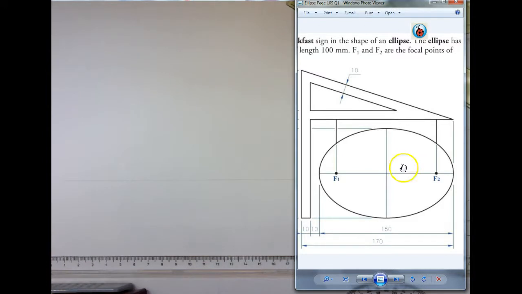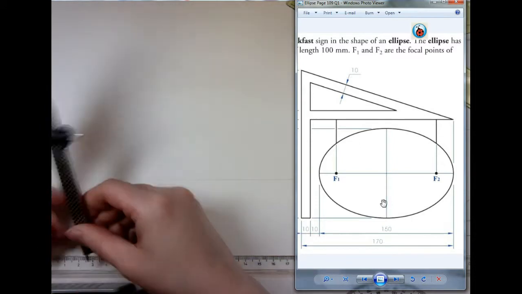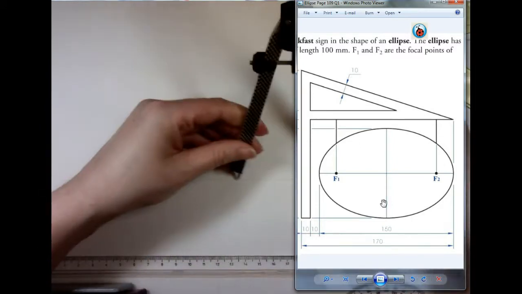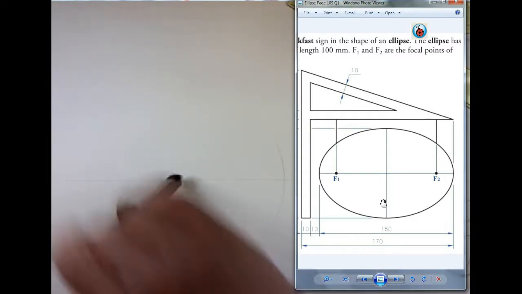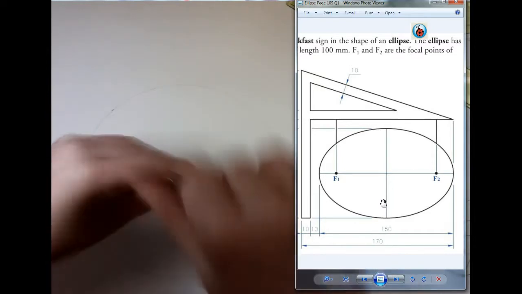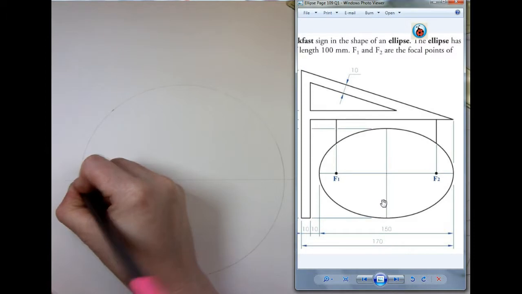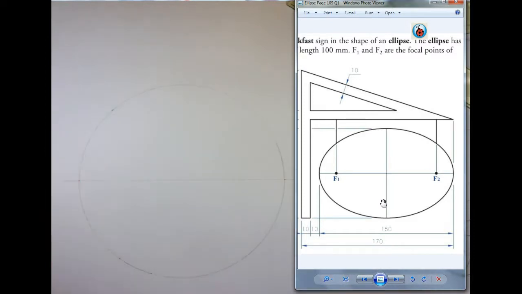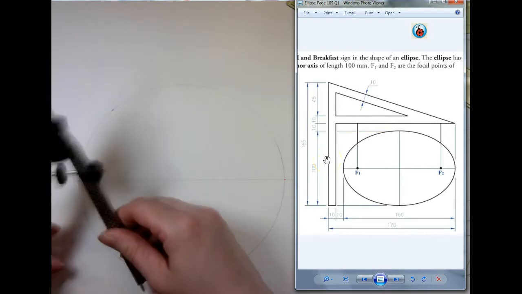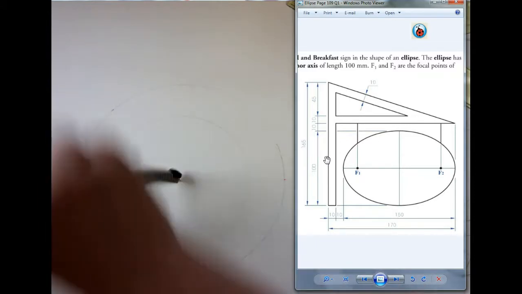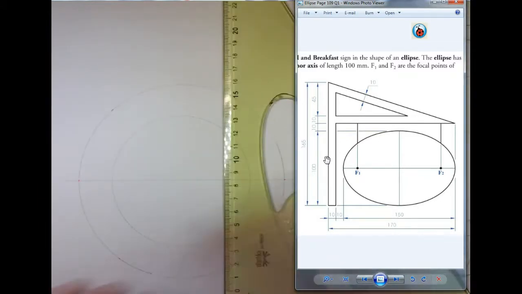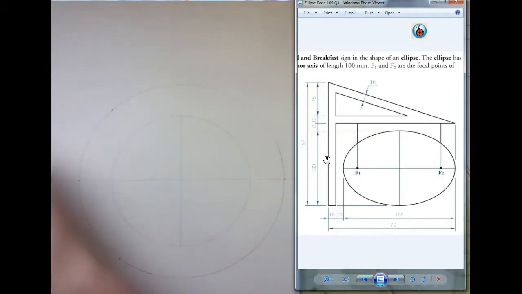So we have a major axis of 150, which means that my radius is going to be 75. So there's my 2 points on my major axis. My minor axis then is 100, so we're going to have a radius of 50. Draw my minor axis in. And we're just going to get our construction by first of all dividing up our shape.